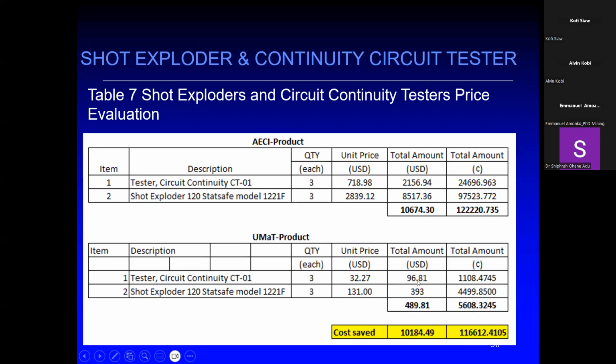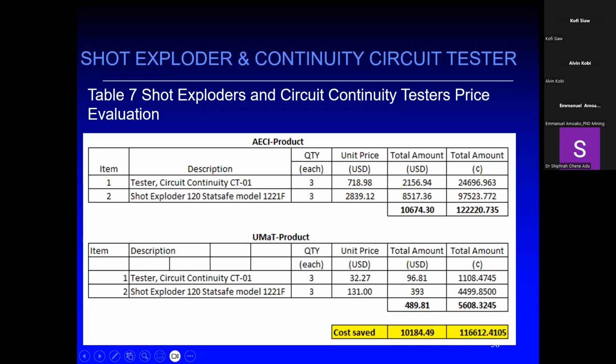Now, when you do this computation, you realize that the cost that we have saved, you subtract this 10,000 from the cost of our device. So we are saving the company about $10,184. When you translate this into Ghana cedis, this is the equivalent Ghana cedis. This is the amount that we are saving for the company.